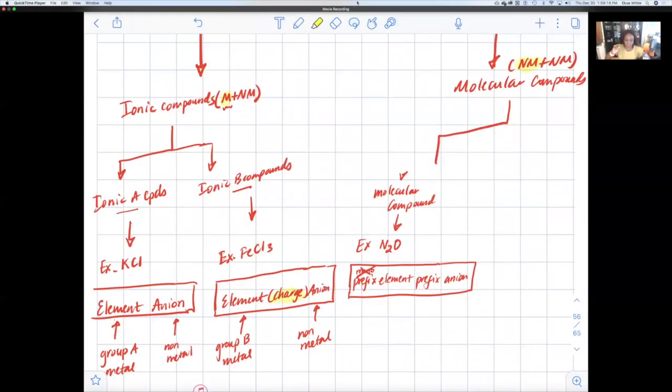So what is the easiest way to identify a molecular compound? You want to look over here and you see your prefix, and this is what's telling you. You're looking for prefixes. Remember, the prefixes are mono, di, tri, tetra, penta, hexa, and all of that stuff. Remember, this is going to be non-metal, and this right here is non-metal. I'm trying to keep with the theme.